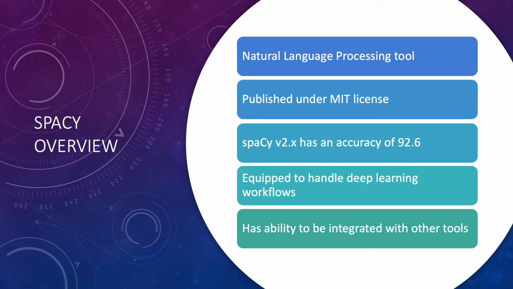I will begin with an overview of what spaCy is. spaCy is a natural language processing tool published under the MIT license. spaCy version 2 has an accuracy of 92.6%. This version was published in 2017. It is considered to be the fastest syntactic parser. More accurate systems than spaCy are slower by roughly 20%. spaCy is equipped to handle deep learning workflows and has the ability to be integrated with other tools.